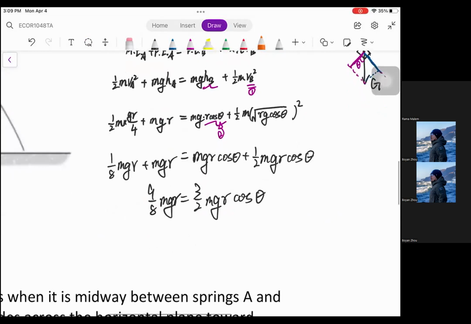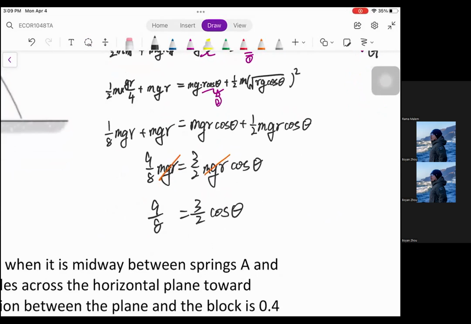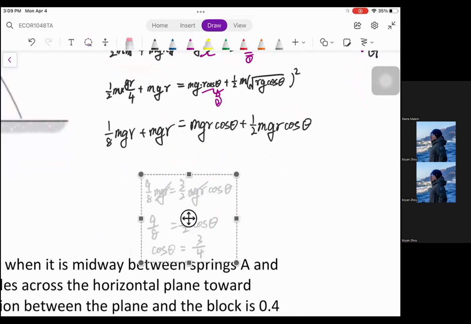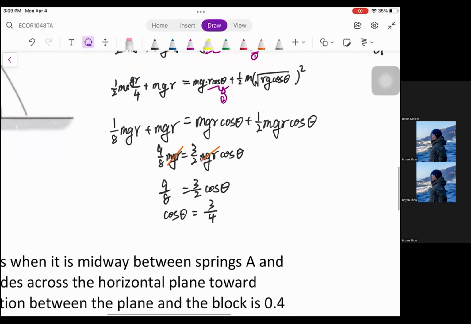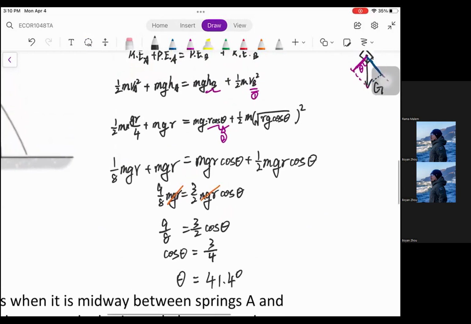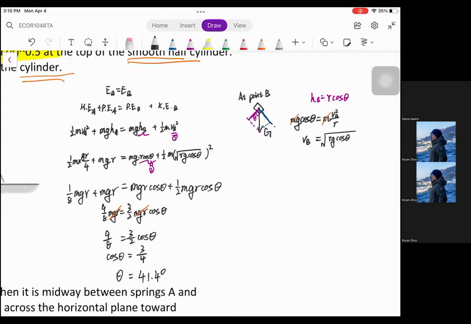Then you can see mgr is gonna cancel out with mgr. So 9 over 8 is equal to 3 over 2 times cosine theta. So now we can solve for cosine theta. Cosine theta is equal to 3 over 4. And then theta can be found. Theta will be equal to 41.4 degrees. So that is for question 2.